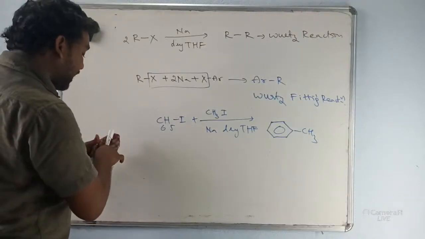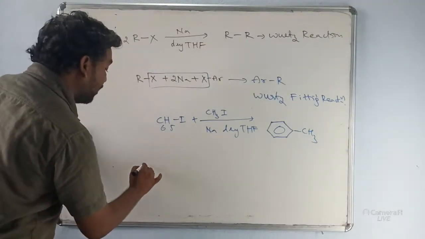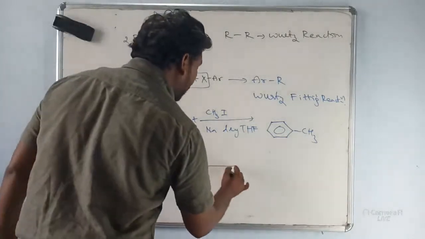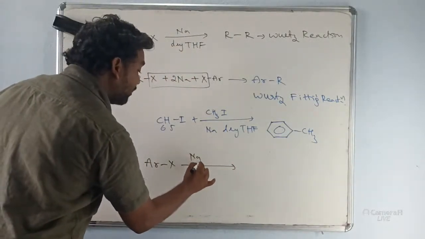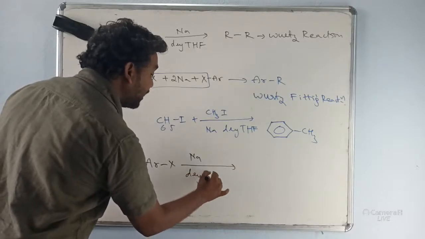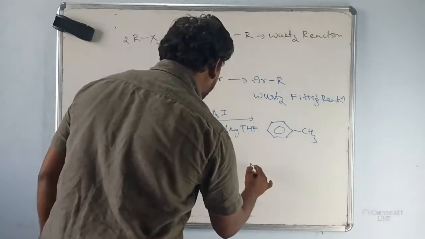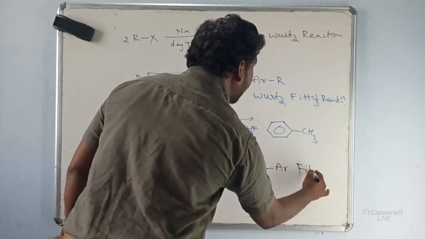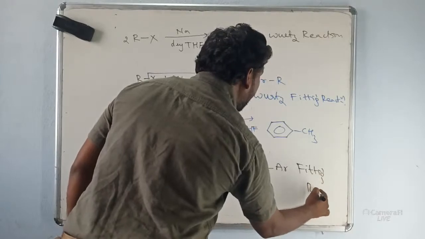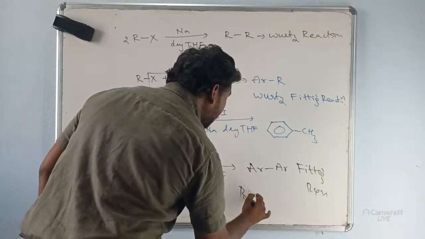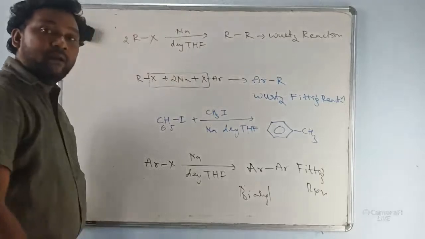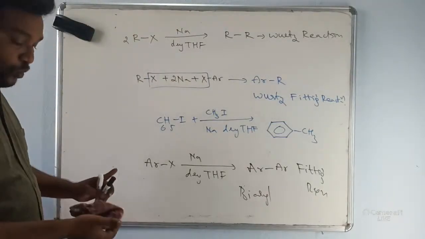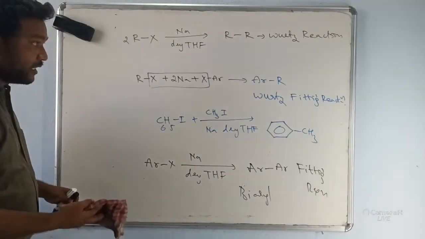And next, if the reaction is taking place between two moles of aromatic halogen compounds, then the reaction is known as the Fittig reaction. The product we get here is a biaryl. You can prepare biphenyl, binaphthyl, like that, so that is called a biaryl. So these are the reactions similar to the Wurtz reaction: the Wurtz reaction, the Wurtz-Fittig reaction, and the Fittig reaction.